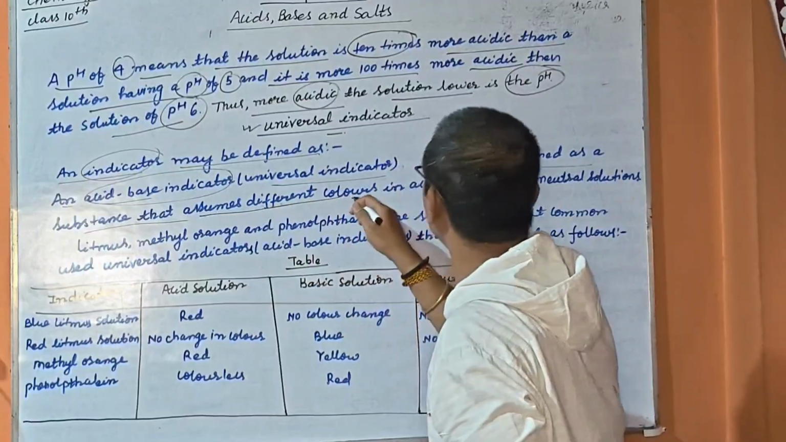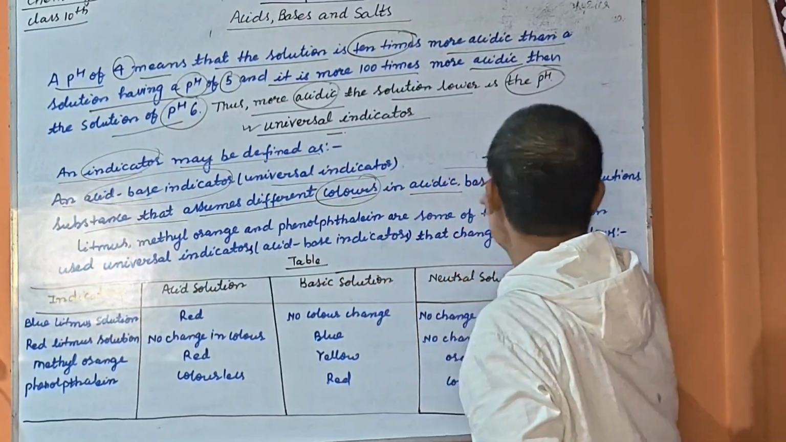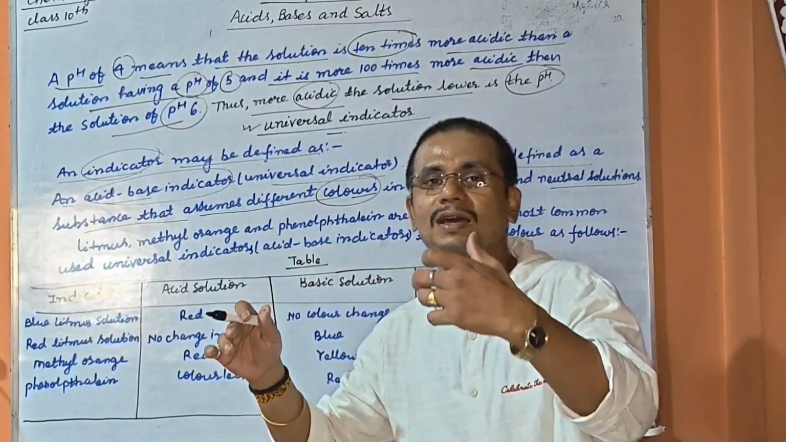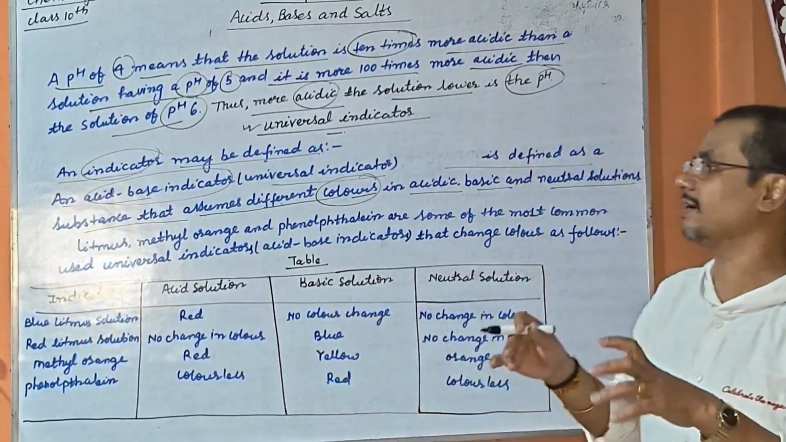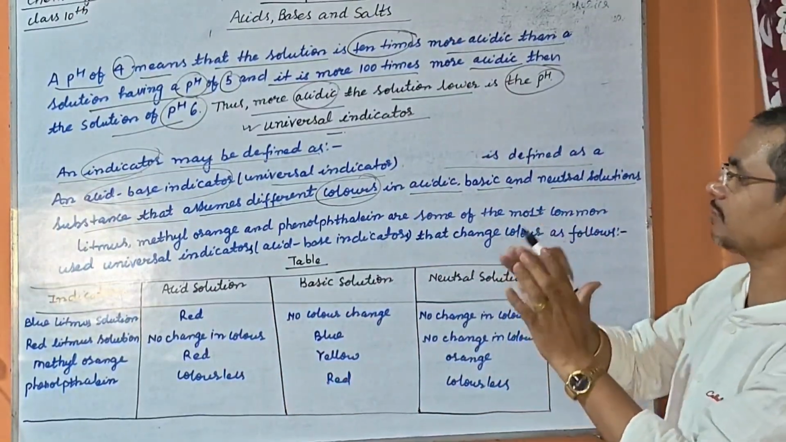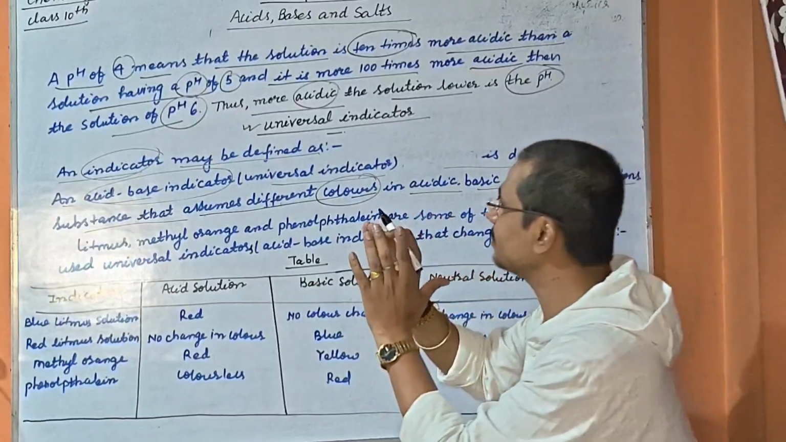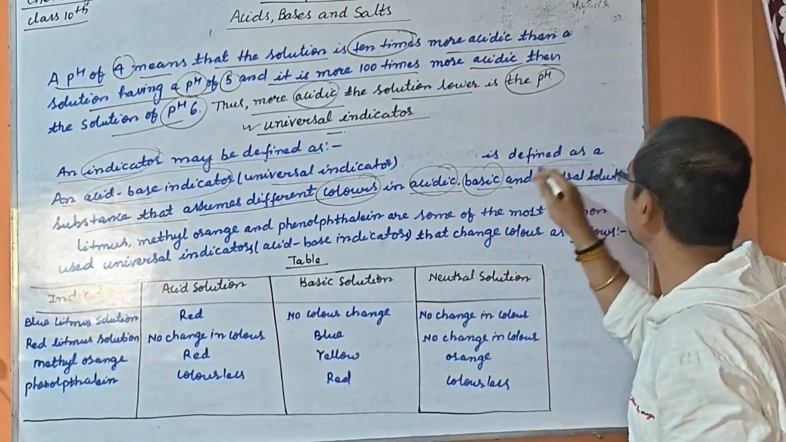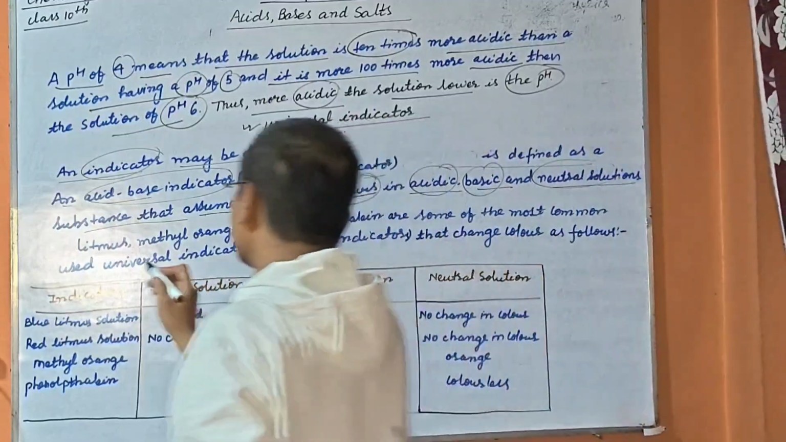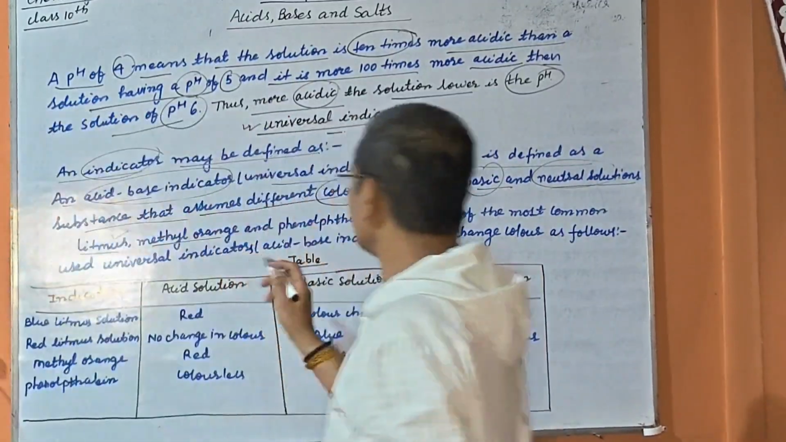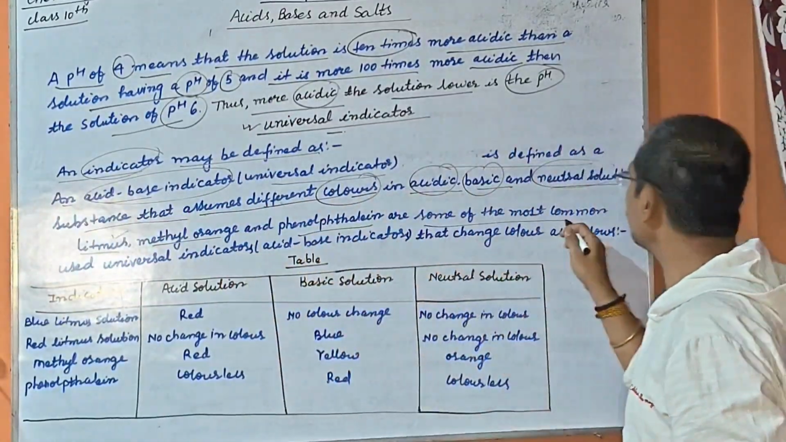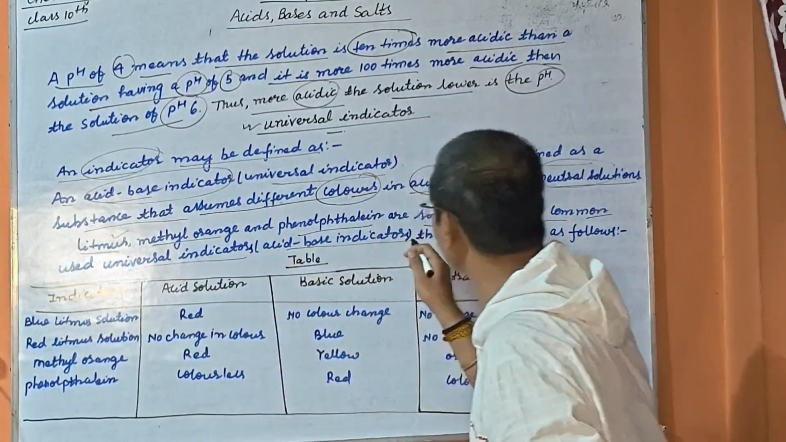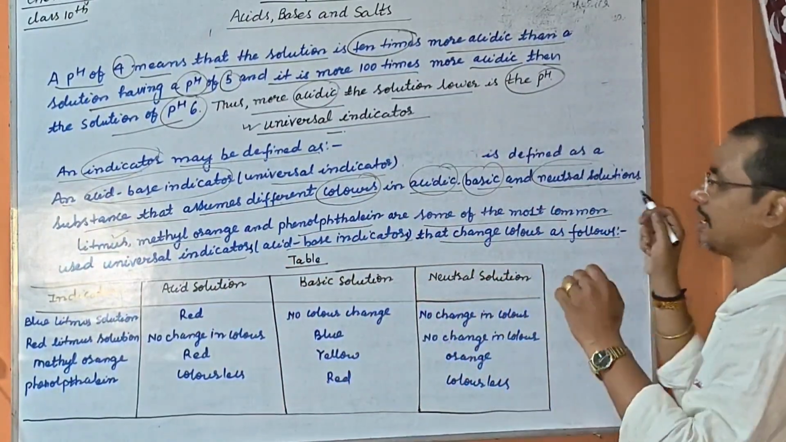that assumes different colors in acidic, basic and neutral solutions. So the acid base indicator is the indicator that is used to show different colors in acidic, basic and neutral solutions. Litmus, methyl orange and phenolphthalein are some of the most commonly used acid base indicators that change color as follows.